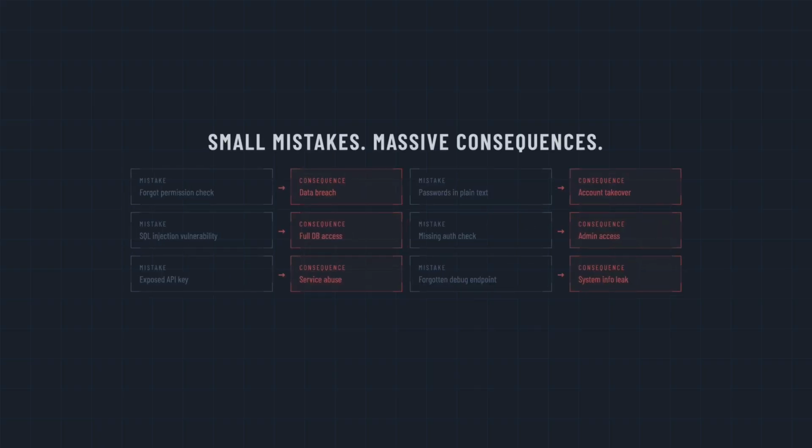Throughout software history, some of the largest security breaches weren't caused by incredibly sophisticated attackers. They were caused by small mistakes. An API that forgot to check permissions, passwords stored as plain text, a SQL query vulnerable to injection, a missing authorization check, an exposed API key, a forgotten debug endpoint. Tiny oversights, massive consequences. That's why security isn't a feature you add at the end of the project. It's something you think about every time you write code.